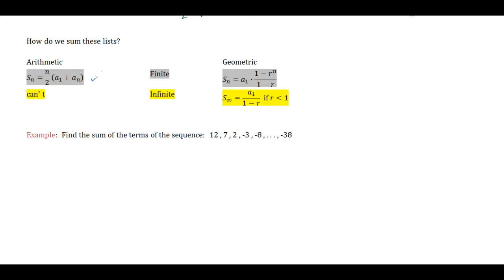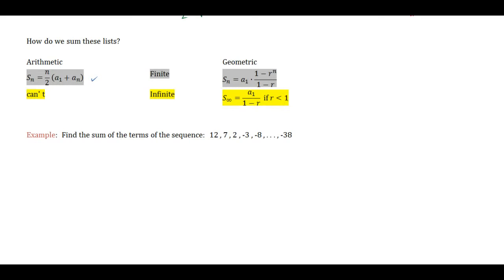If it's geometric, meaning they're multiplying by the same number every time, there's a crazy little formula: first term times 1 minus r to the n over 1 minus r. Also, if it's infinite, and we'll probably talk a little bit more about that, but if it's an infinite list, we can actually get an idea of where this is headed. We can sum it up because the numbers are getting so small that we can actually sum it. And we'll probably do that more in class, but there's the formula.